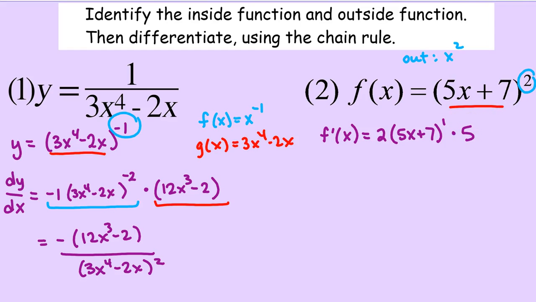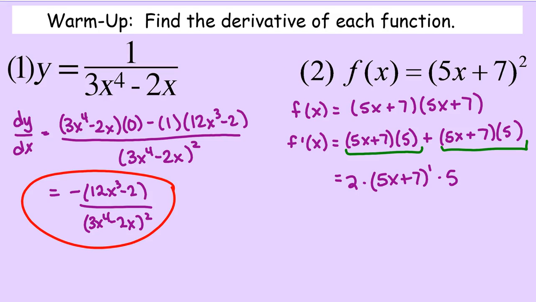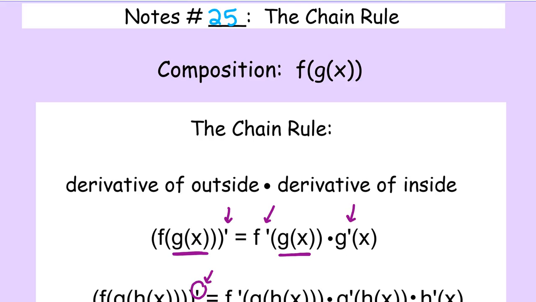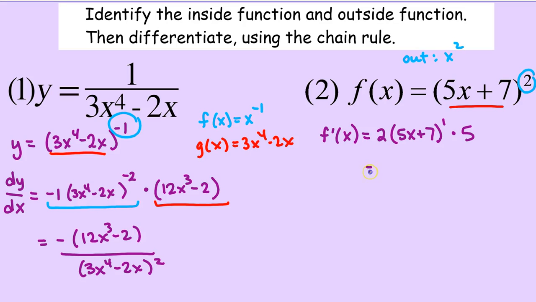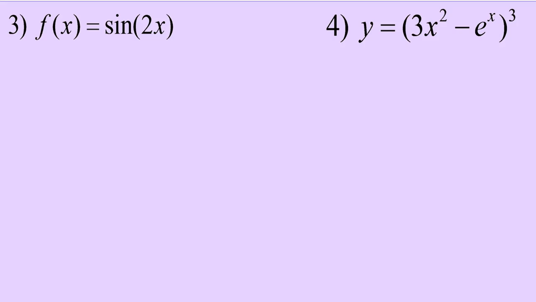And you'll recall that that's what we had for our answer when we did number 2 earlier. Now you wouldn't leave it like this, you would just write it as 10 times 5x plus 7, or you could even just distribute the 10, might as well. Okay, so let's use the chain rule a couple more times, and we're going to start using it on problems that we couldn't otherwise do.